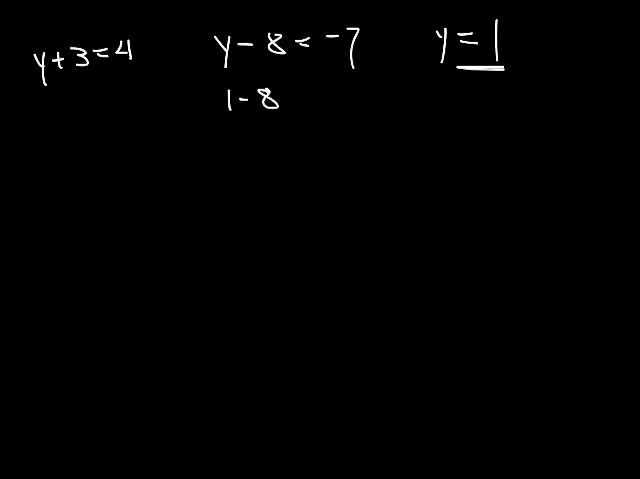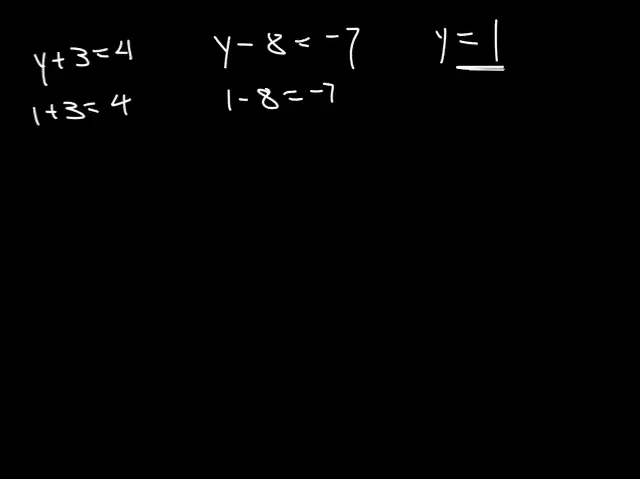If we have something like y plus 3 equals 4, and I also have y minus 8 equals negative 7, and I have y equals 1. Now the question is, are those three equations equivalent? Well, y equals 1, so if we put 1 in here, is that a true statement? Is 1 minus 8 negative 7? Yes. If we put 1 over here, then that's a true statement. So all three of those are true statements, so therefore they're called equivalent equations.